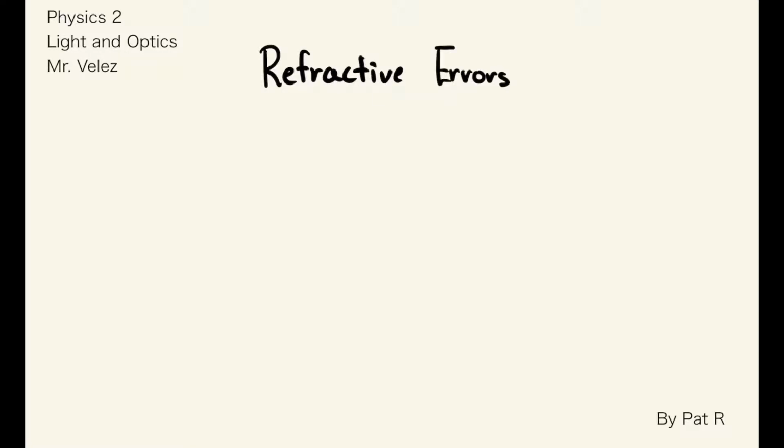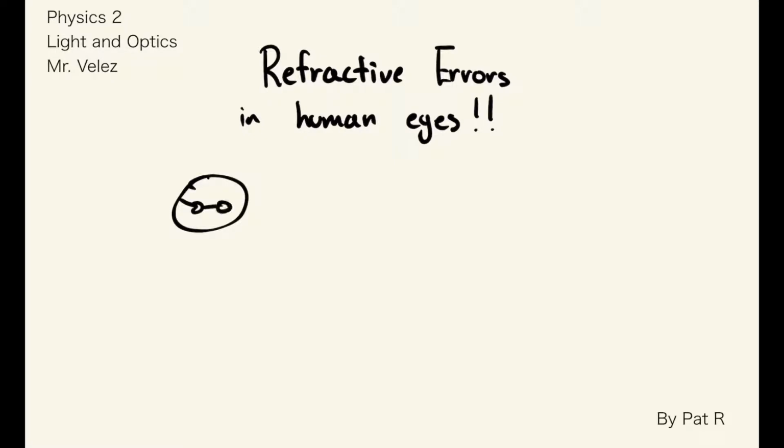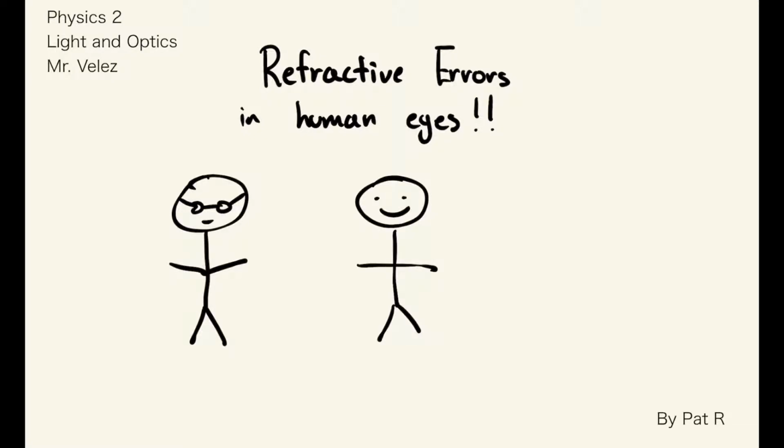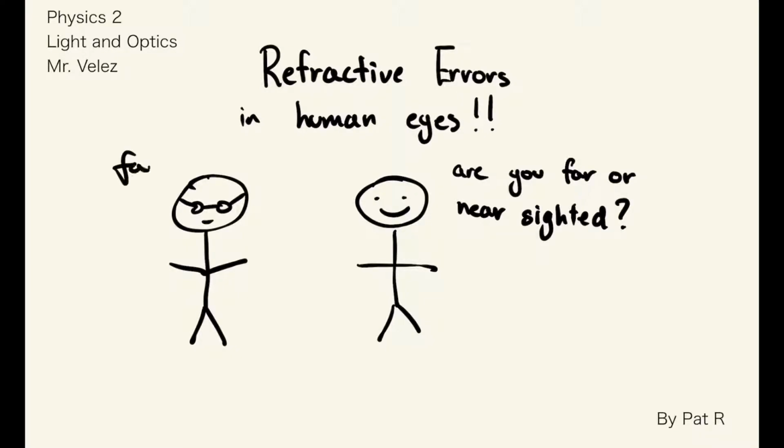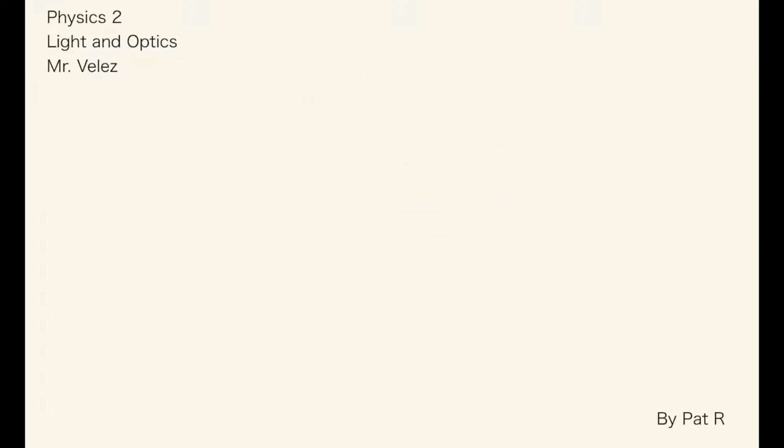Hello class, welcome to my screencast on the physics behind refractive errors in human eyes. These are errors that alter your eyesight, such as nearsightedness and farsightedness. Do you know why these things happen? It's got something to do with light, refraction, and different parts of your eye.